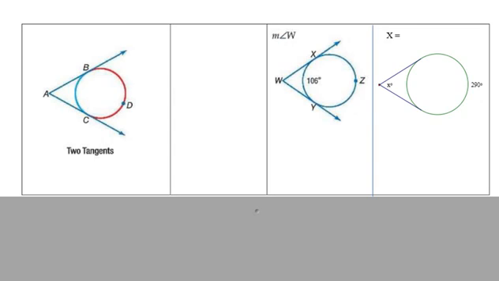Okay, and the next example we're going to look at is again an angle outside of the circle, this time formed by two tangents. So we're following the same process. It's big arc minus little arc divided by 2, and that will equal the angle. So in this case, angle A is going to equal big arc BDC minus little arc BC divided by 2.